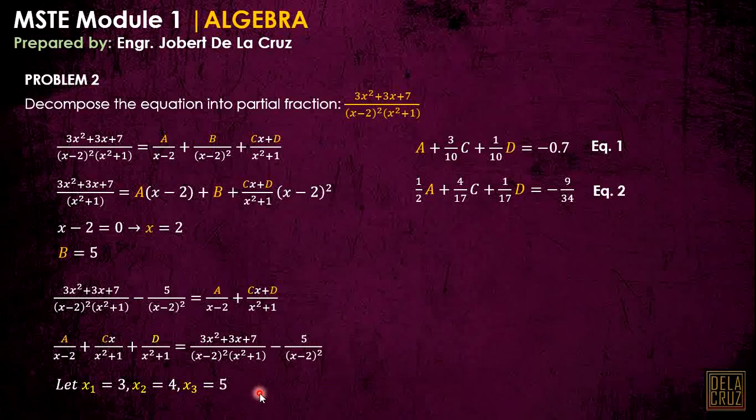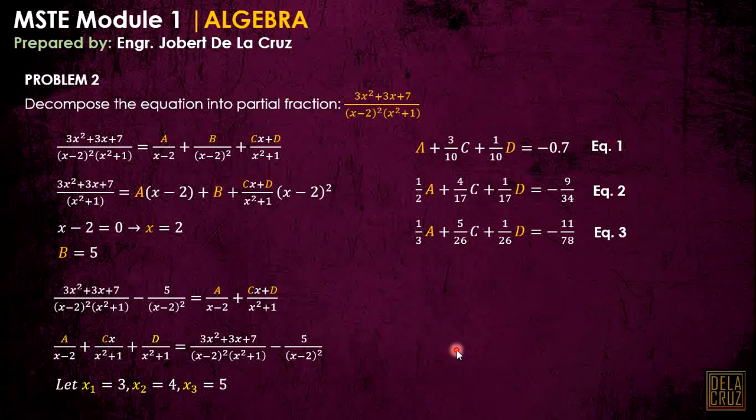Now, another one, when x sub 3 is 5. Again, substitute our x here. That will be 5 minus 2, and that will be 1 over 3 of A. And this one will be 5 over 5 squared, that is 25 plus 1, so that is 26. 5 over 26 of C. And here, that will be 1 over 26 of D, of course. Then substitute the value of 5 here, and it will give us this constant, negative 11 over 78. And this is our equation 3.